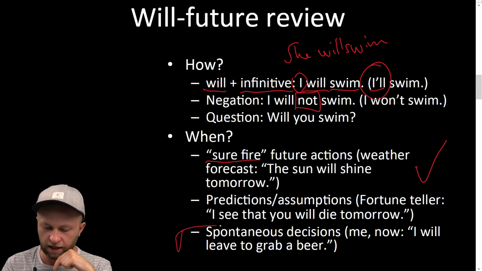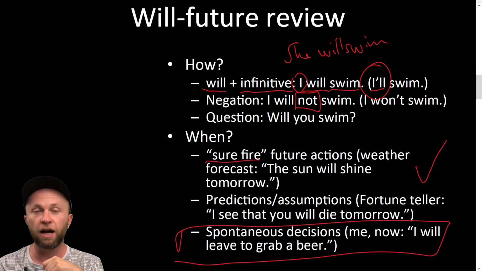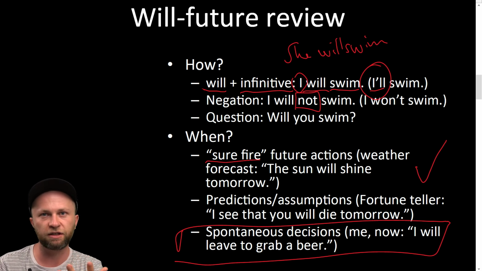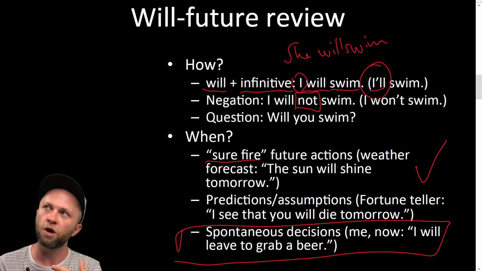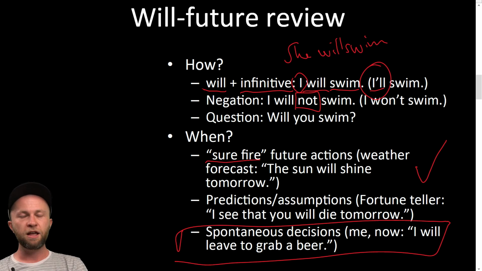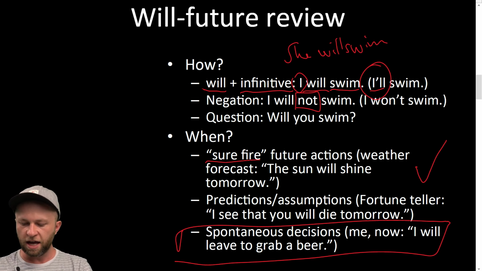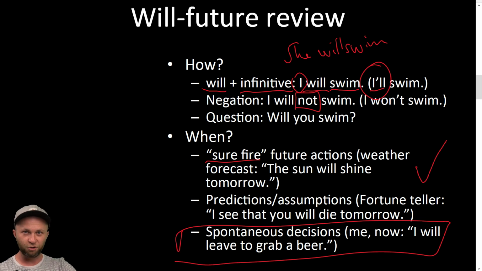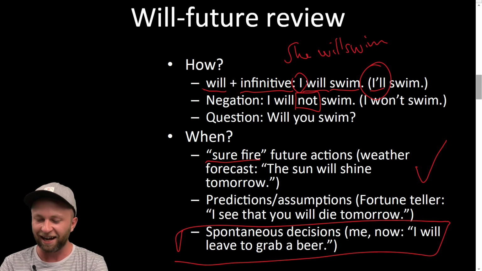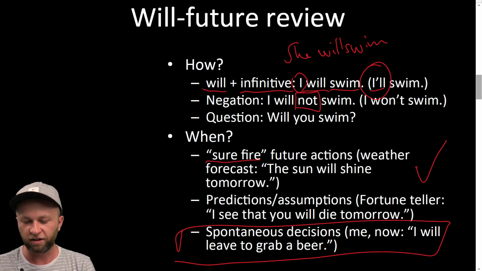And also, what's interesting, spontaneous decisions. For example, if you have a plan, and you decide to realize that plan in the moment, so right now, so very spontaneous. Like me right now, I will leave to grab a beer, so I'll do that now. Very spontaneous because it was not prepared. It was absolutely spontaneous. So if you do that, you use the will future.